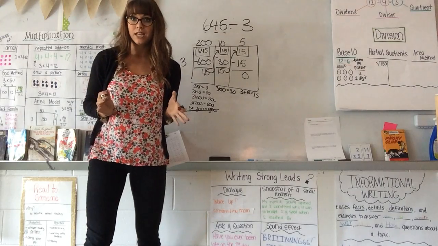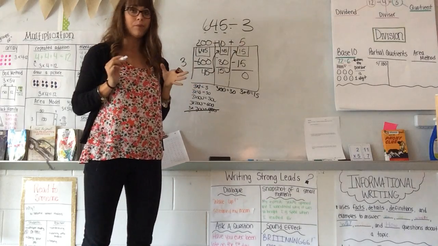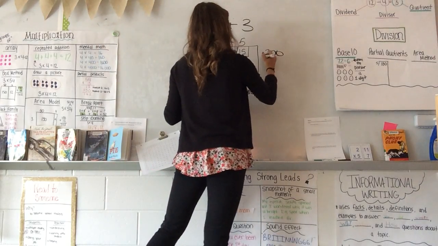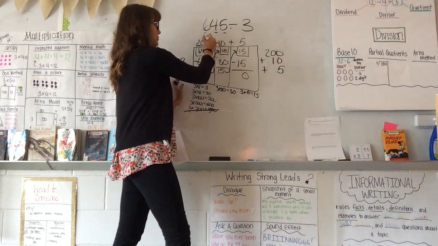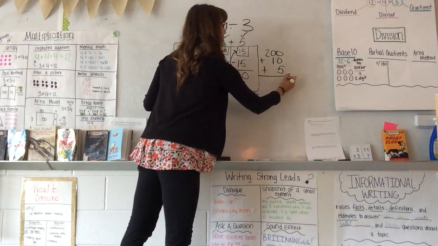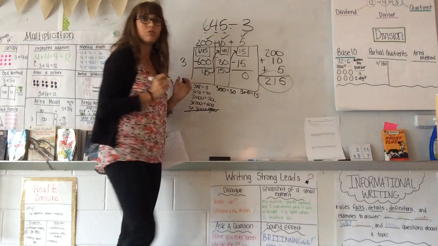But I'm not finished. Now, I need to add all of my quotients, my partial quotients, up to make my final answer, which would be 200 plus 10 plus 5. This is my 200. This is my 10, this is my 5. Now I'm going to add them, so I know that my answer is 215.